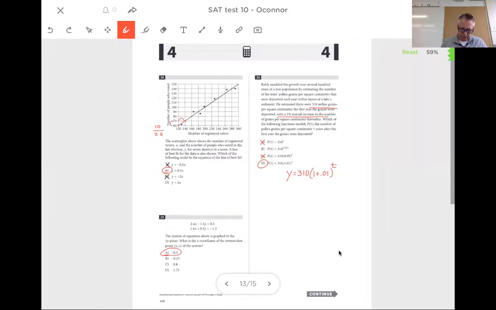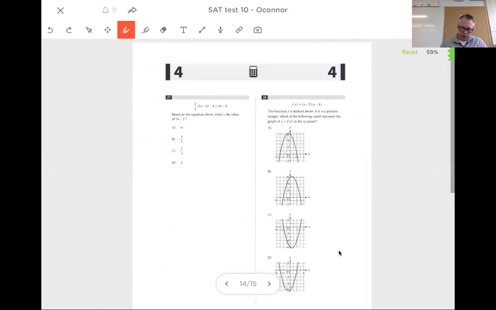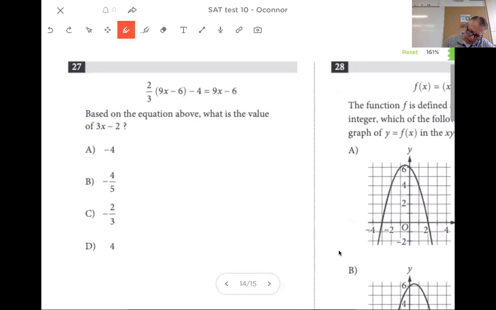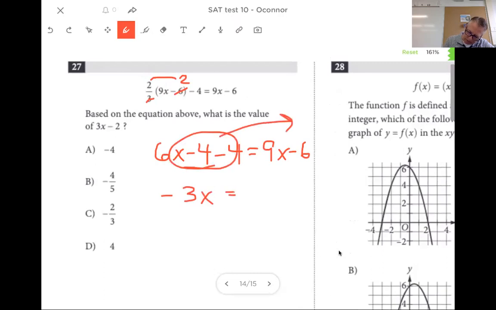All right. Problem number 27, I think we would just solve this regularly. It did give us 2/3 times 9, right? I could do a little reduction here. That's going to be 6x. And then 2/3 times 6, that's going to be -4. And then -4 again equals 9x minus 6. So I'll get my x's on the left side. I'll get -3x. And I'm moving 8 to the other side. That equals 2.